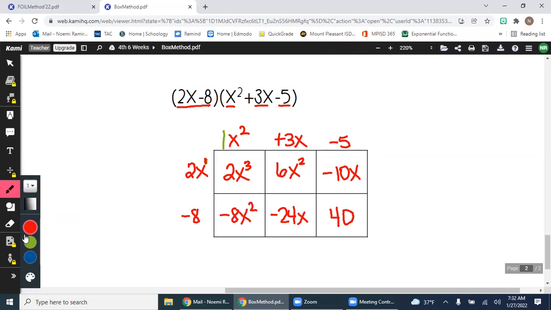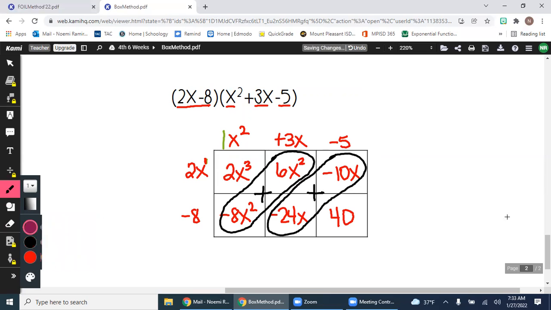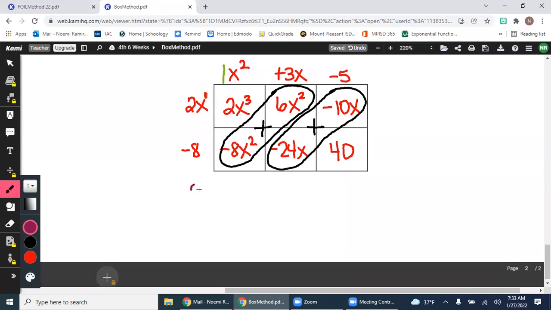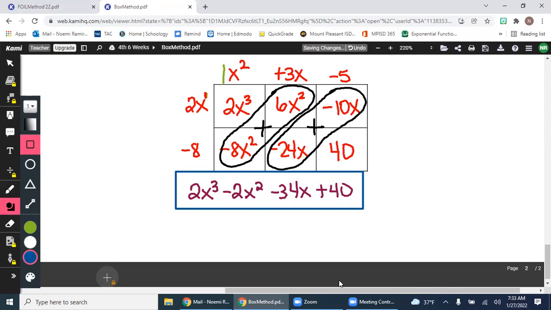Now, in this case, the diagonals still combine, but we don't only have one diagonal. We have how many? 2. Okay. And for this one, I'm going to write the answer under. So 2x cubed stays the same. We're going to combine the squares. -8 plus 6 or 6 minus 8 gives us -2x squared. And then -24 minus 10 gives us -34x, plus 40. That's your final answer. All right.